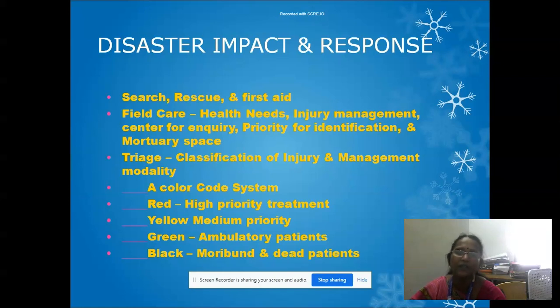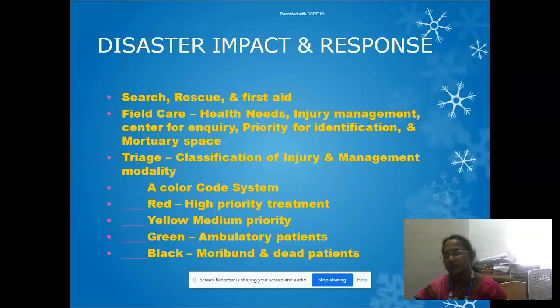Field care is to be given. We have to take care of the health needs, injury management, center for inquiry, priority for identification, and mortuary space. So, in the field care, we have to do all these activities. Then, triage. We have to classify the injury and manage the modality.